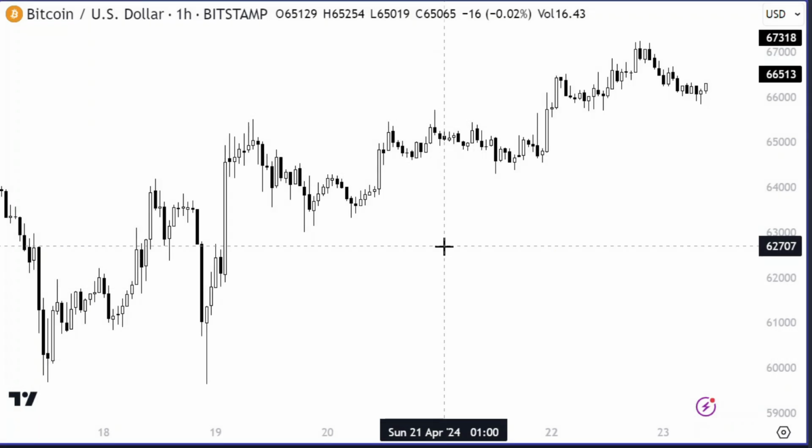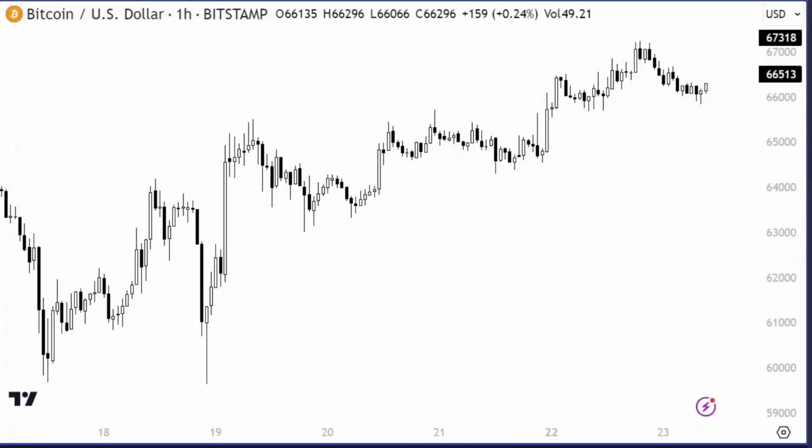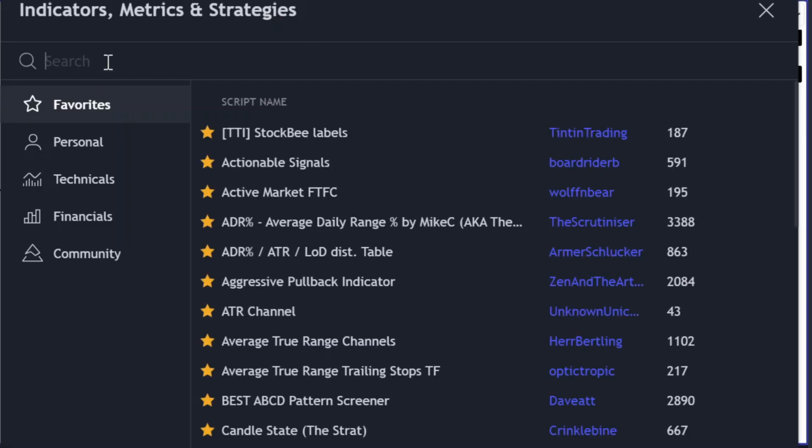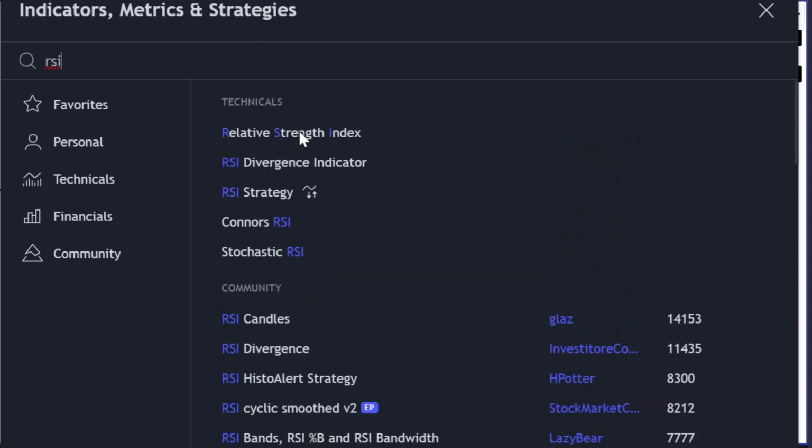So we're going to look at a fairly simple approach to using the RSI in trading crypto. And the first thing we want to do is make sure we're on a lower time frame. Here we're looking at the 1 hour chart. Put the RSI indicator on your chart.